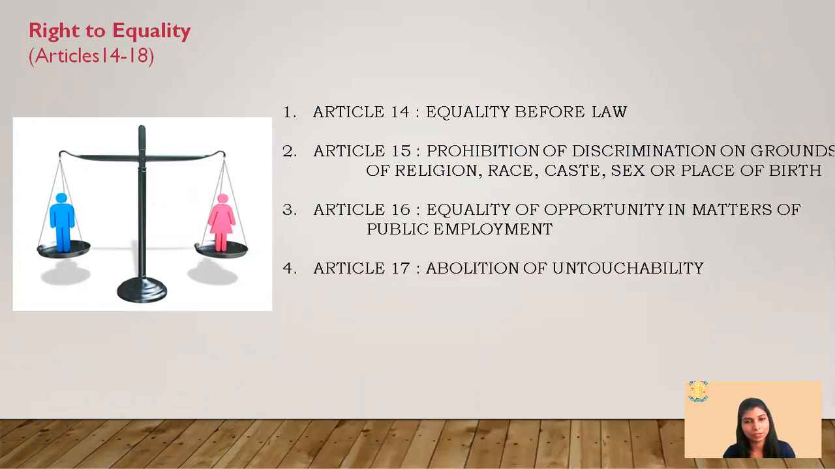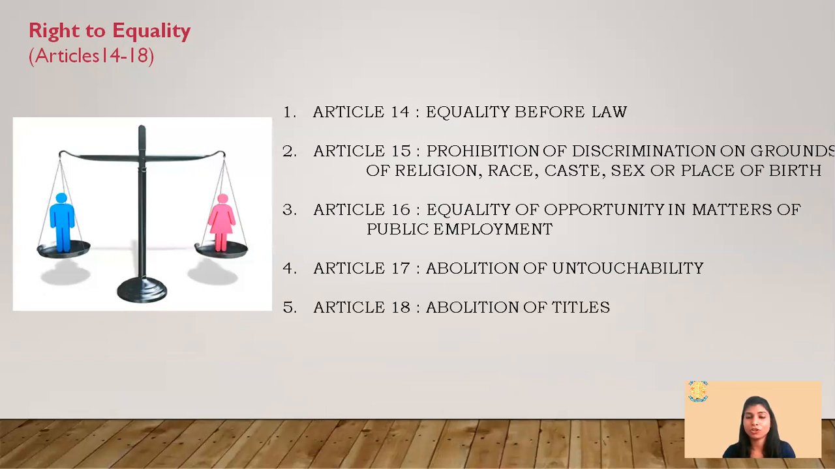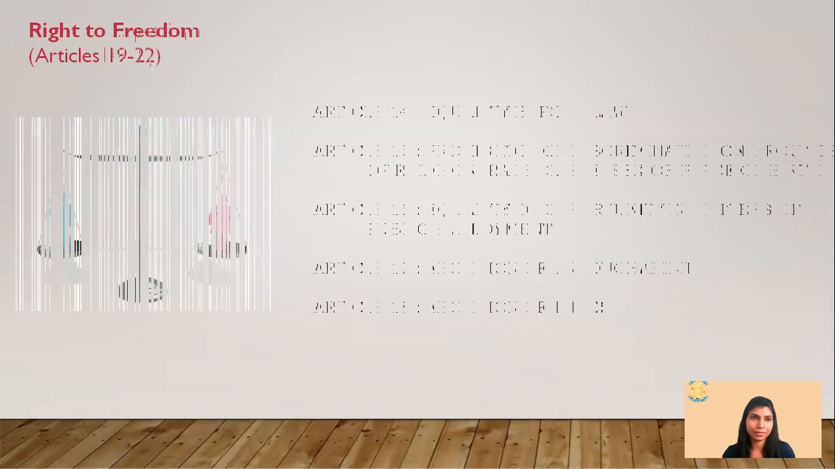Abolition of untouchability. हम ये नहीं कर सकते, now it is a very long time. अभी तो I don't think so anywhere this practice is going on, but abolition of untouchability is also one of our fundamental rights. And Article 18, abolition of titles. जैसे पहले टाइटल दिया करते थे, like महात्मा गांधी जी. Okay, so Mahatma is a title, so now we are doing abolition of titles. We don't give any title.